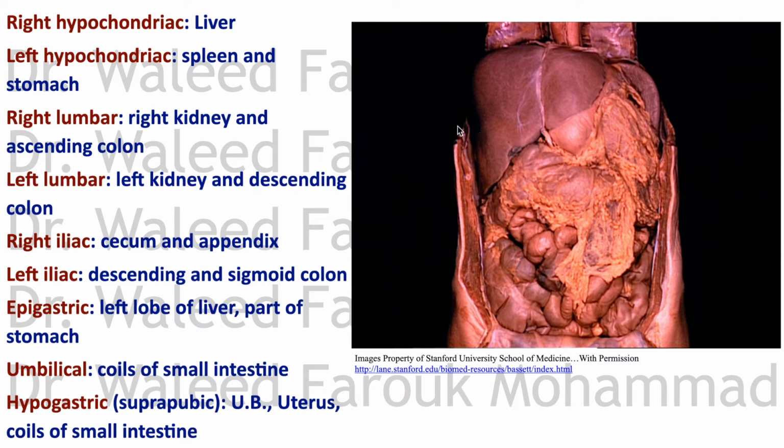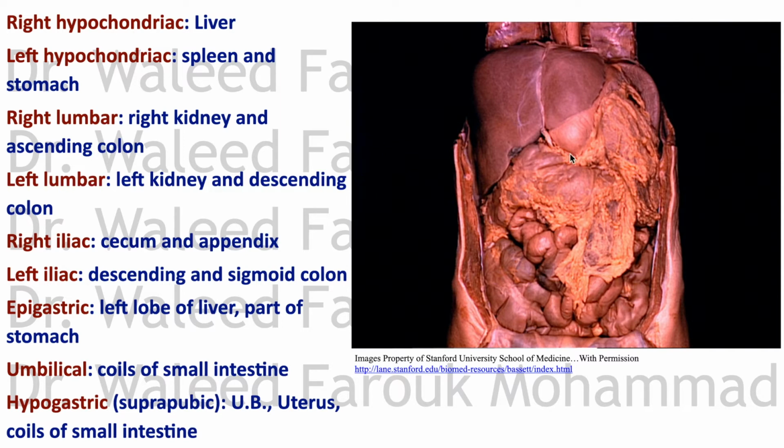In the right hypochondriac region, most of the liver, as you can see, this part was all concealed by the thoracic cage. In the left hypochondriac region, you have the spleen, the upper stomach, and the left lobe of liver. In the right and left lumbar regions are the kidneys. On the right side is the ascending colon, on the left side is the descending colon. In the right iliac region is the cecum, the beginning of the ascending colon, and the appendix. The left iliac region has the descending colon and the beginning of the sigmoid or pelvic colon.